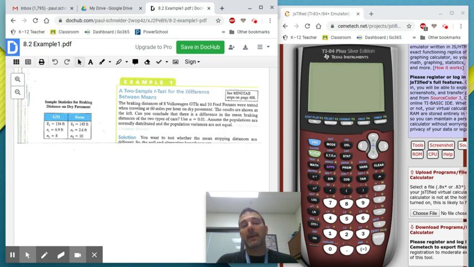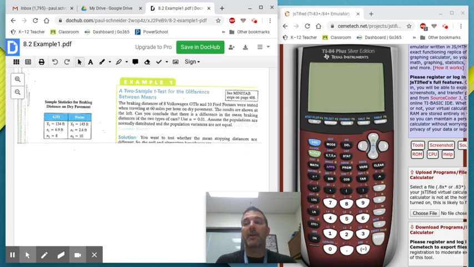If you remember from chapter 7, the reason we would use the t-distribution is if we have small samples, and small would be less than 30. So as we do the couple of examples that we have today, the samples are going to be less than 30.